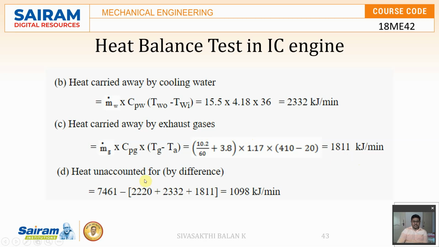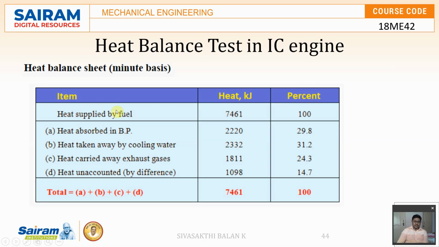And we can easily calculate the unaccounted loss, the difference or the very minute various heat losses, by summing up all the heat losses and subtracting them from the total heat supplied. The unaccounted heat loss we get is 1098 kilojoules per minute, and we fill all these values in the table given in the heat balance form.